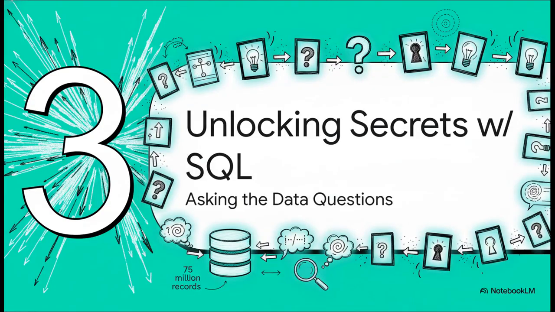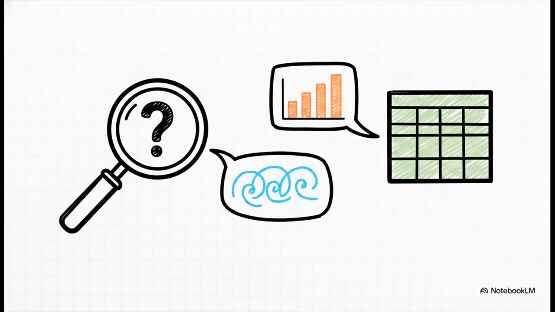Okay, this is where the magic really happens. Now that our data's all organized and ready, we can finally start a conversation with it. We can actually ask it questions and start to unlock the secrets hidden inside those 75 million records. The tool we're going to use for this conversation is called SQL. You can think of it as the universal language for talking to any kind of structured data. Because we took the time to put our data into a proper table, we can now use simple SQL commands to ask it anything we want.